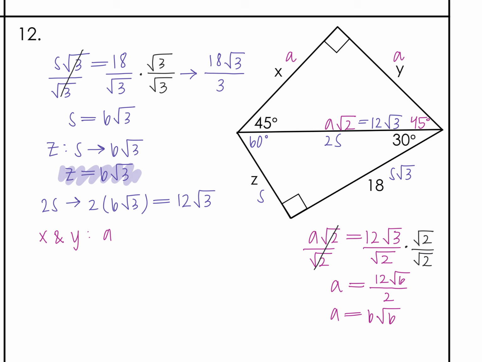All right, so since x and y have that ratio of a, and we know that that is my 6 root 6, we know that x is going to be equal to 6 root 6, and y will be equal to 6 root 6 as well.